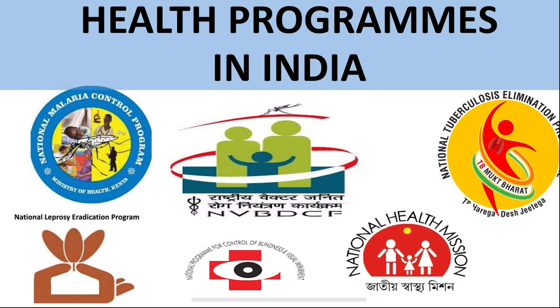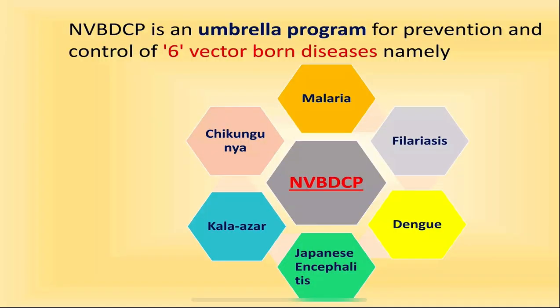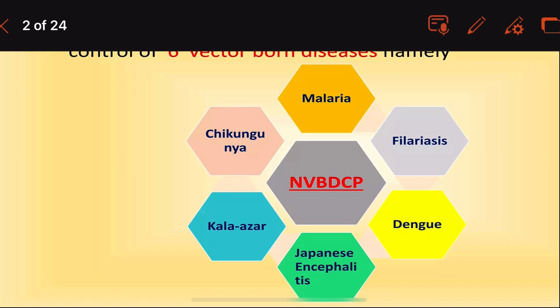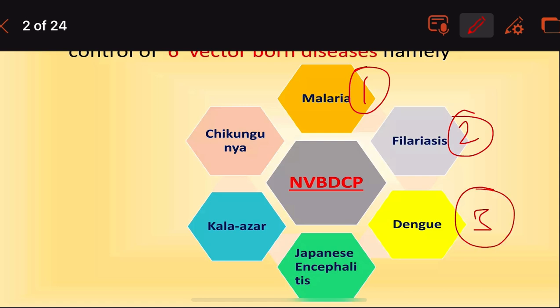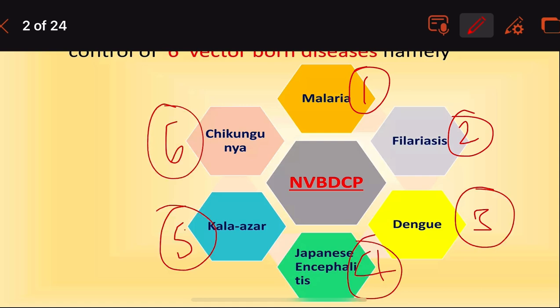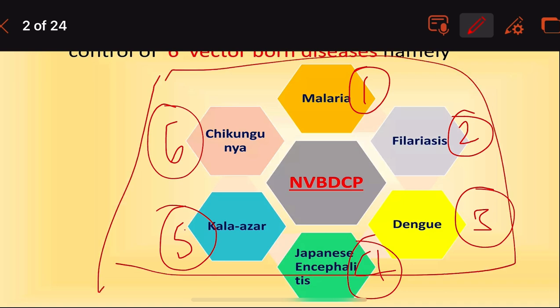Welcome back. In the chapter on health programs in India, we were discussing the National Vector-Borne Disease Control Program, which is an umbrella program for the prevention and control of six vector-borne diseases, namely malaria, filariasis, dengue, Japanese encephalitis, Kala Azar, and chikungunya. So this is an umbrella program.